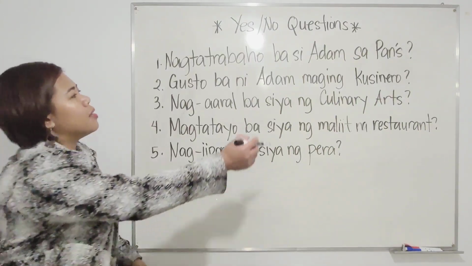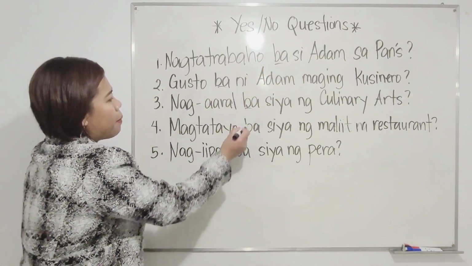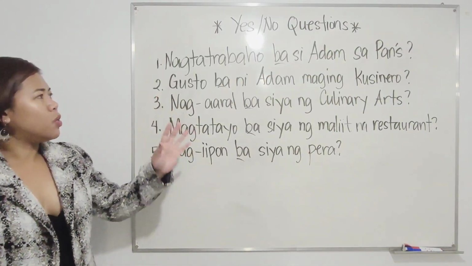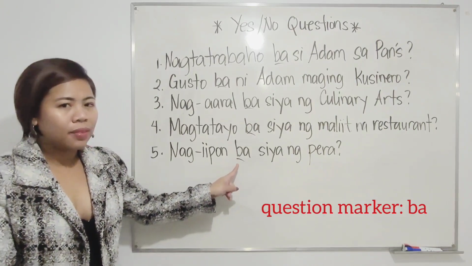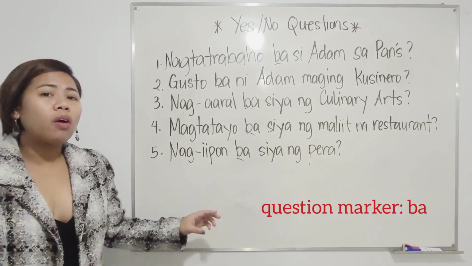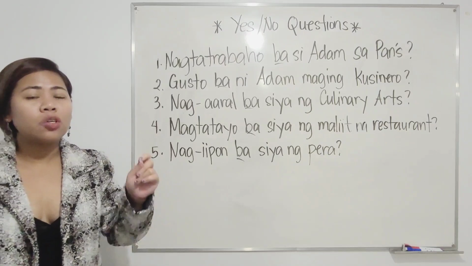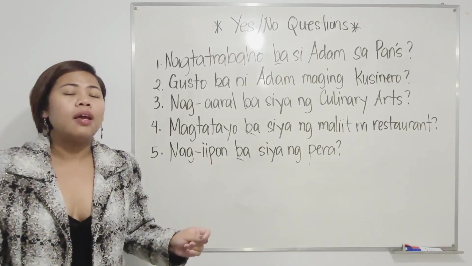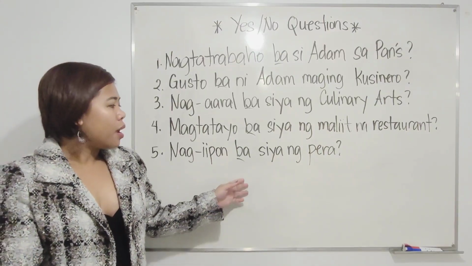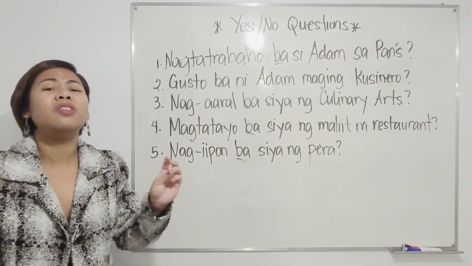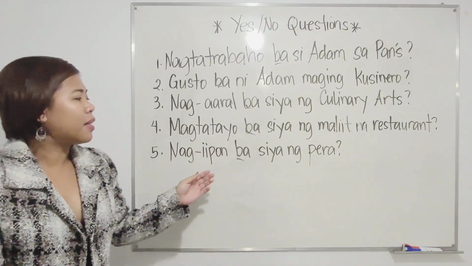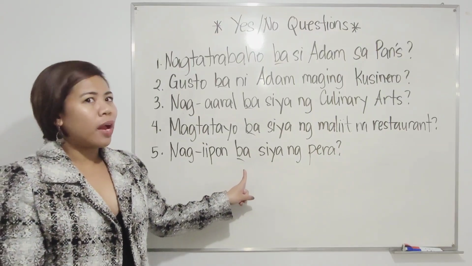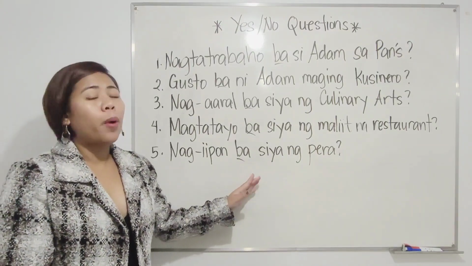If you notice, there's ba here, ba, and ba. So, for yes-no questions, you would need to use ba. This is our question marker. We call it question marker. In English, you also have a question marker. Like, for example, when you use is it, does it, has it, something like that. But in English, it's complicated because you need to decide which one to use, singular or plural. But in Filipino, it's just this, ba. When you're asking in a positive format.